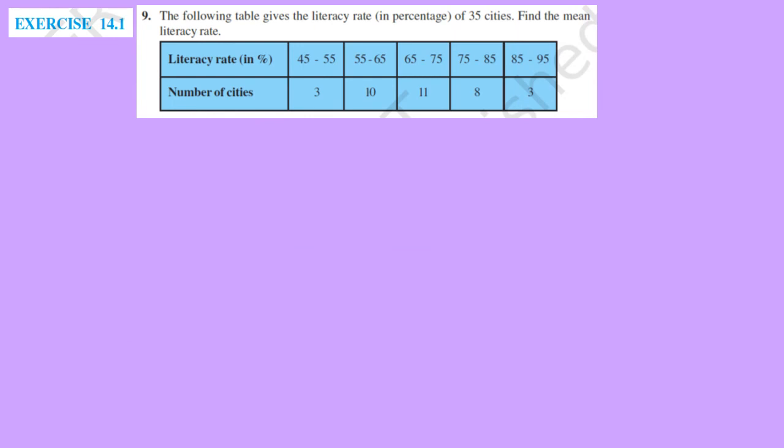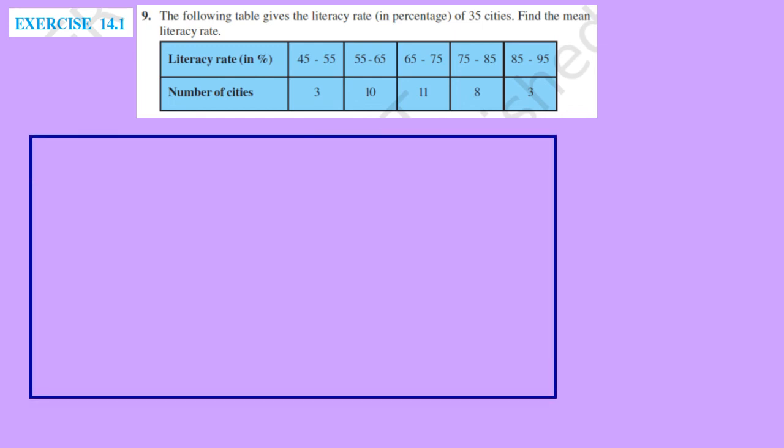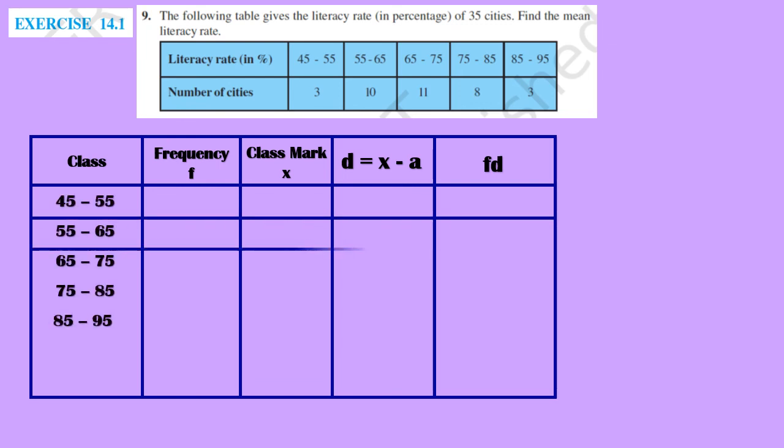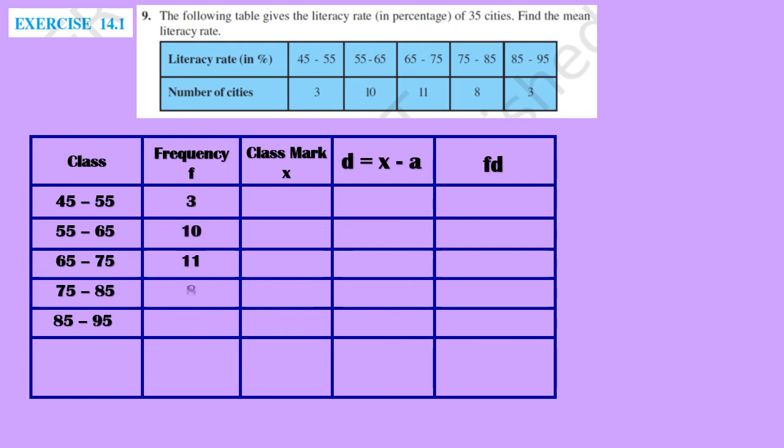The following table gives the literacy rate in percentage of 35 cities. Find the mean literacy rate. So let us make the table first. Class, frequency, class mark. Okay, now let us copy the class. Then copy the frequency. Write the class marks 45, 55. So class mark is very easy: 50, 60, 70, 80, 90. Directly also you can do this because they are all multiples of 10. So you can easily multiply, but still I am doing it with the assumed mean method.